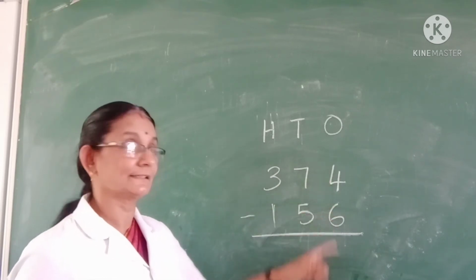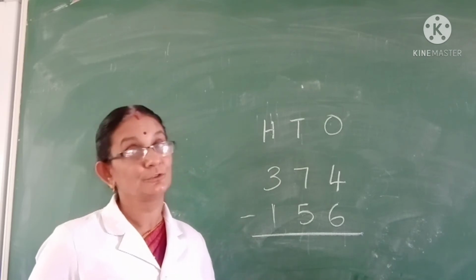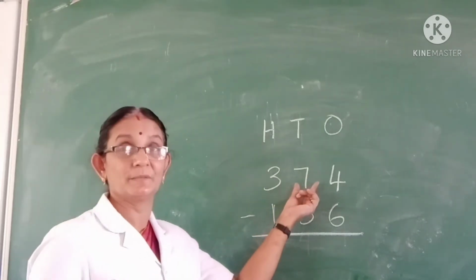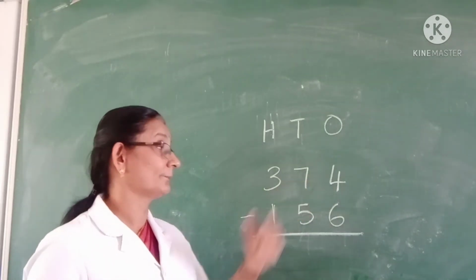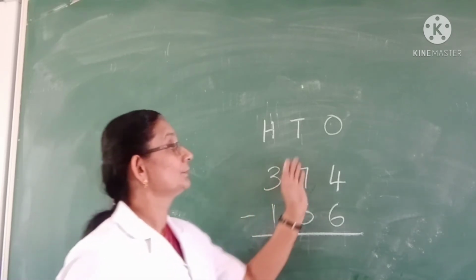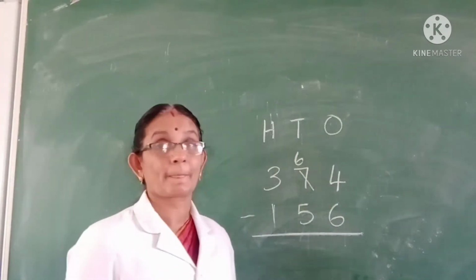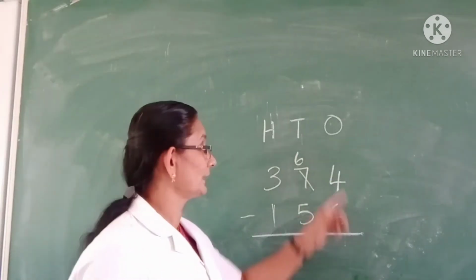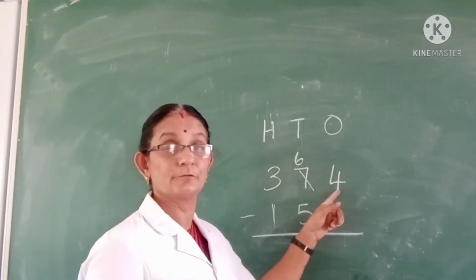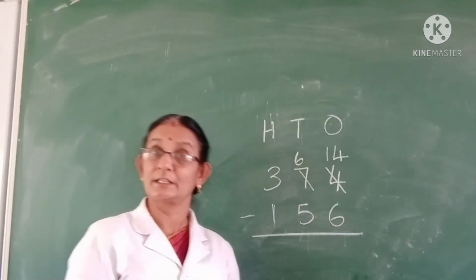Now 4 minus 6. But 4 is smaller than 6. Can you take away 6 from 4? No. So what we have to do? Yes, we have to regroup the number in the tens place, that is 7. So you have 7 tens here and I am going to regroup it and write it as 6 tens and 10 ones. Okay? So you have 10 ones here and 10 ones plus 4 ones will give you 14 ones.